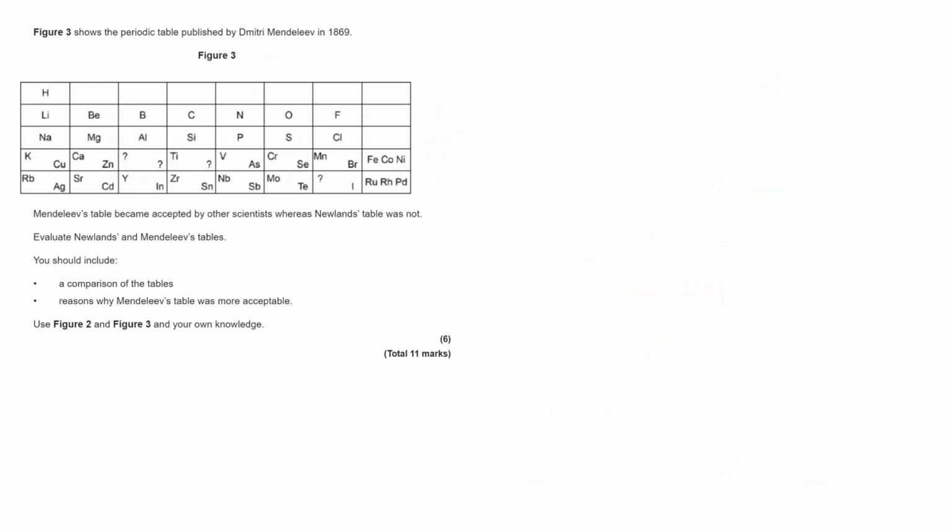Okay, 6-marker question. A lot to think about here. Do read it carefully. Particularly, I am going to point out to you, Figure 3 shows the periodic table published by Dmitry Mendeleev in 1869.